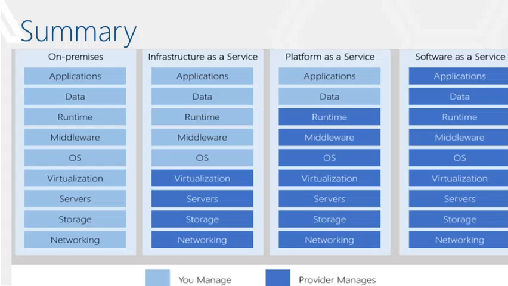In summary, as we saw earlier, we have on-premises, infrastructure as a service, platform as a service, and software as a service. On-premises, you invest everything upfront. In infrastructure as a service, you can easily lift and shift your existing applications without investing upfront. You can develop your new applications with platform as a service, and you can consume software as a service.